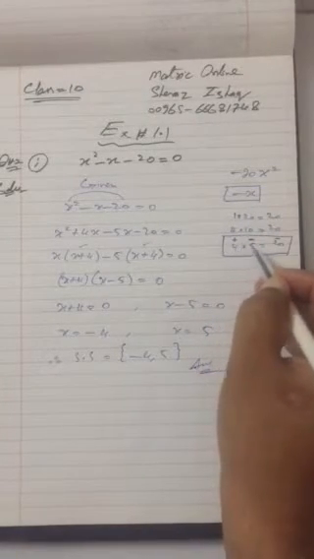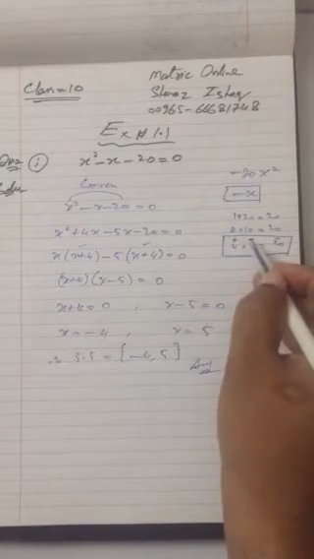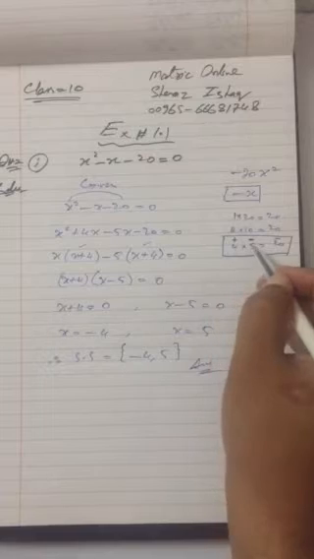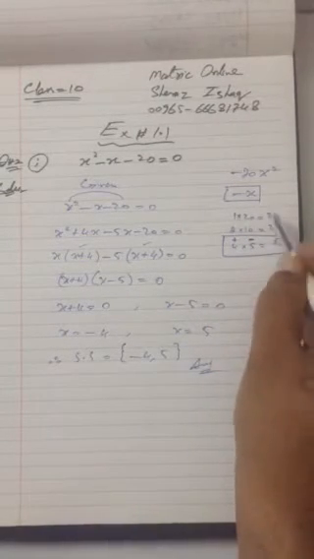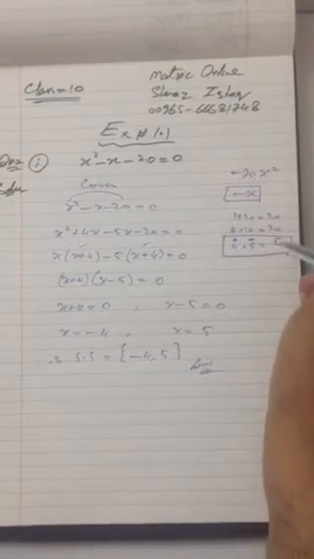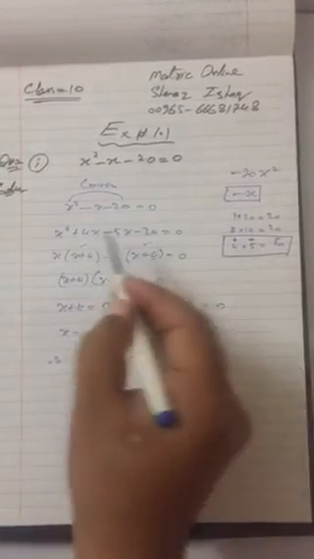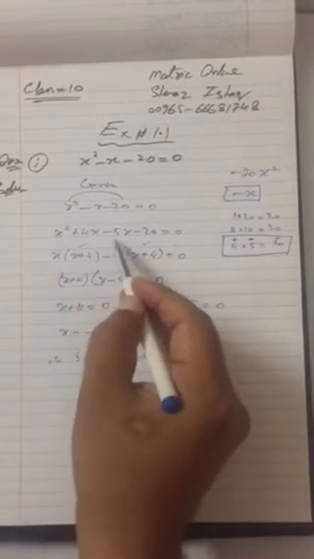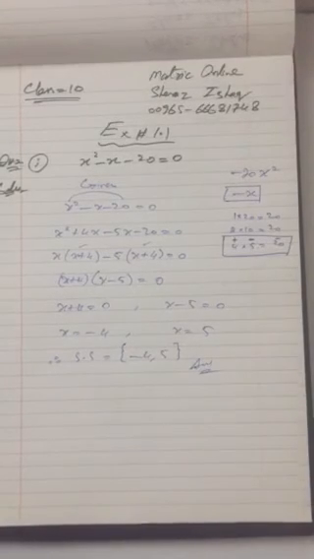So 4 and 5, they give me 1. So on the 4 I put plus, on 5 I put minus. So plus 4 minus 5 gives me minus 1 and also minus 20. So both values I got. So just put the x with these two terms: x squared plus 4x minus 5x minus 20 equals to 0, and further we solve to get the solution set.